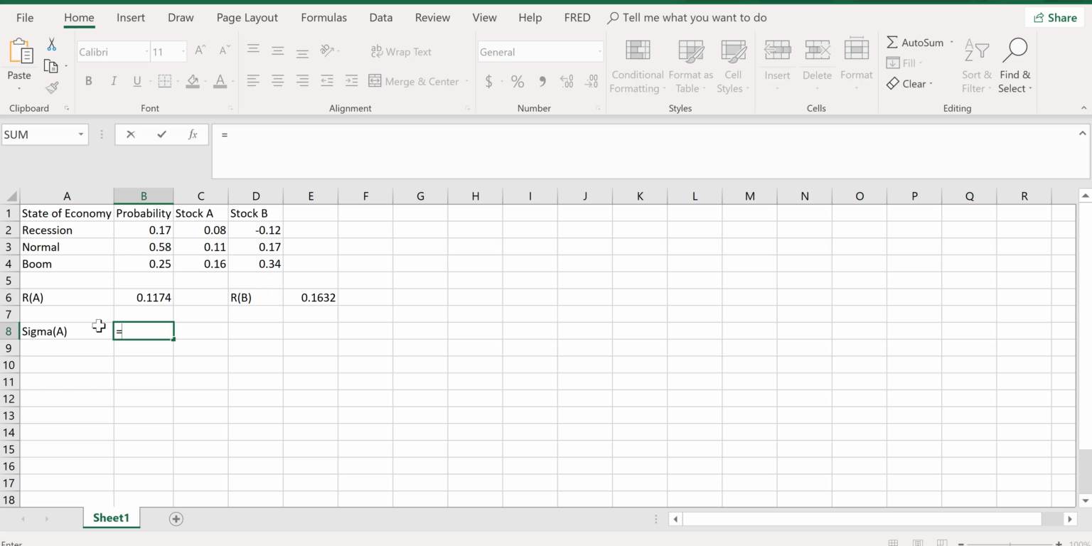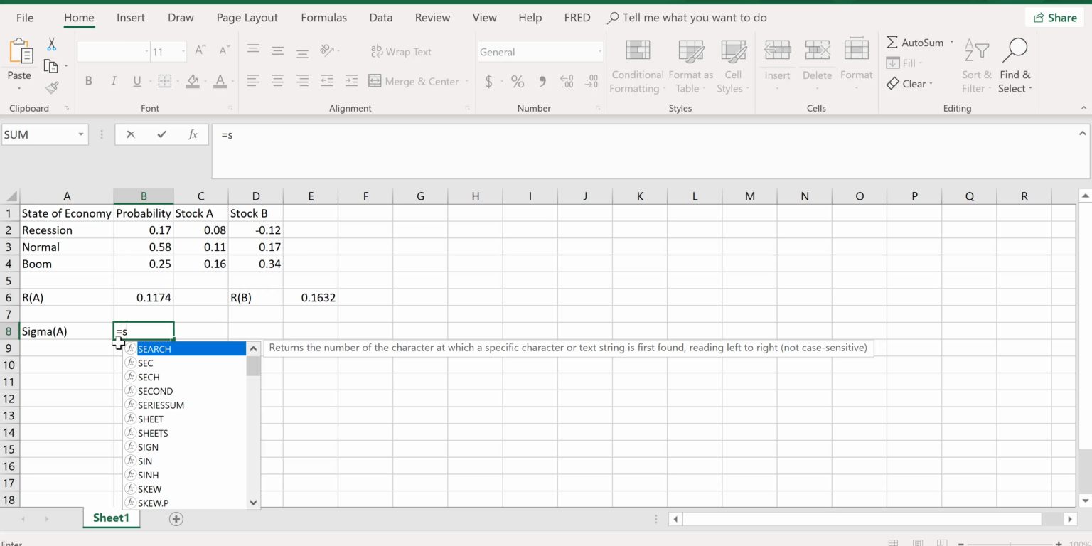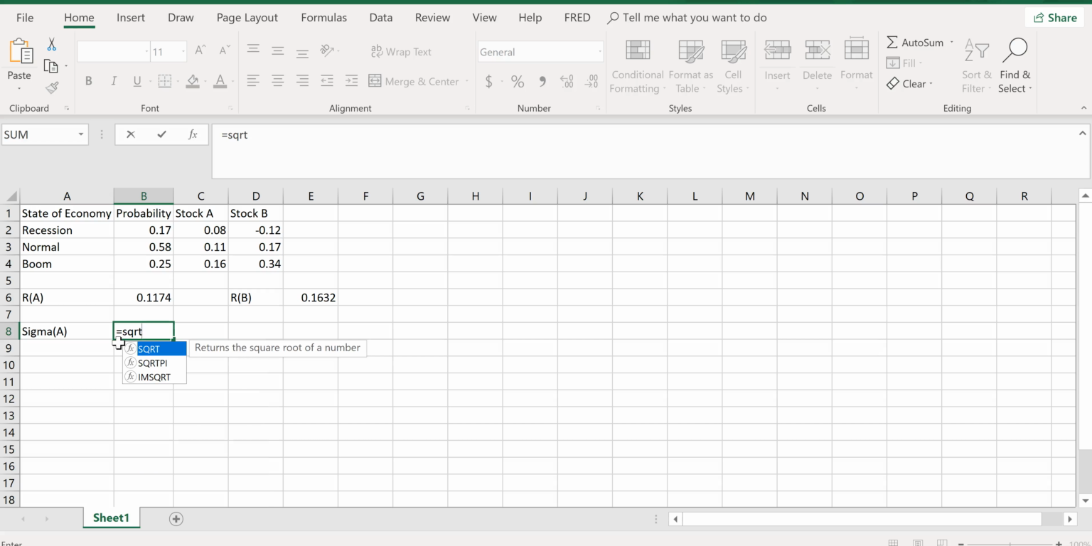And so that's simply the square root of the weighted average of the squared deviation from each economy from the expected rate of return, and the weight is the probability. So with that definition of the standard deviation, we can just do the calculation. So it's a square root. The square root function in Excel is SQRT, so equals SQRT, and we have a very large parentheses because everything needs to be inside this square root function.